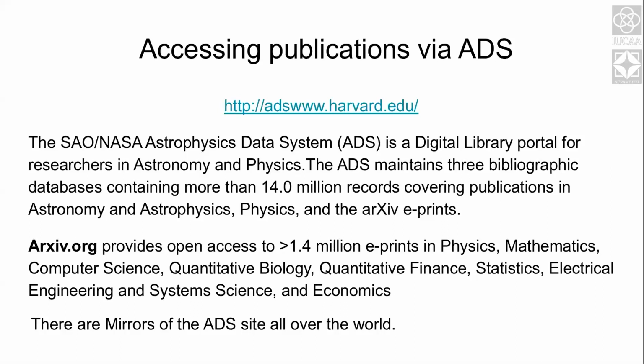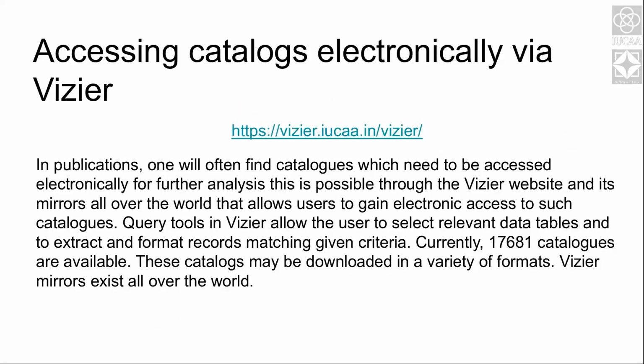And this has probably been mentioned already. There is something known as the NASA ADS, and you have the link up here, which is a digital library which maintains bibliographic databases of more than 14 million records, and has basically links to papers in astronomy, astrophysics, physics, and the arXiv e-prints. And there is also a similar website called arXiv.org, which provides open access to more recent papers in many different fields, as you can see here. And of course, there are mirrors of the ADS site all over the world. So this allows you to search by topic, by research area, by title of the paper, by objects, by authors, and so on. The next step is catalogs.